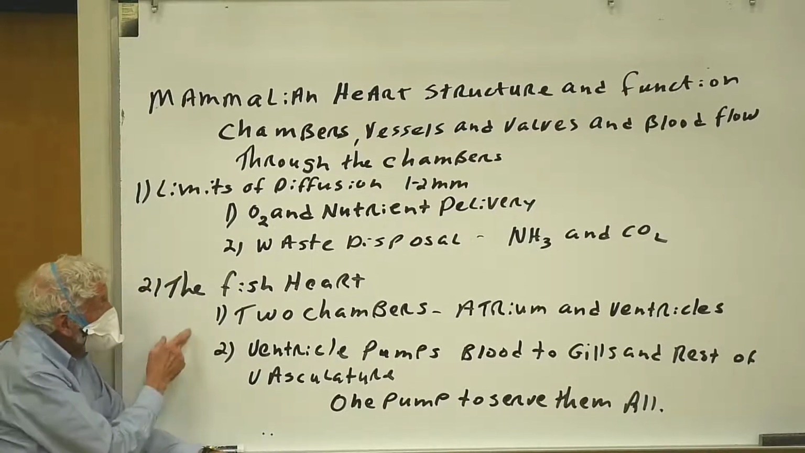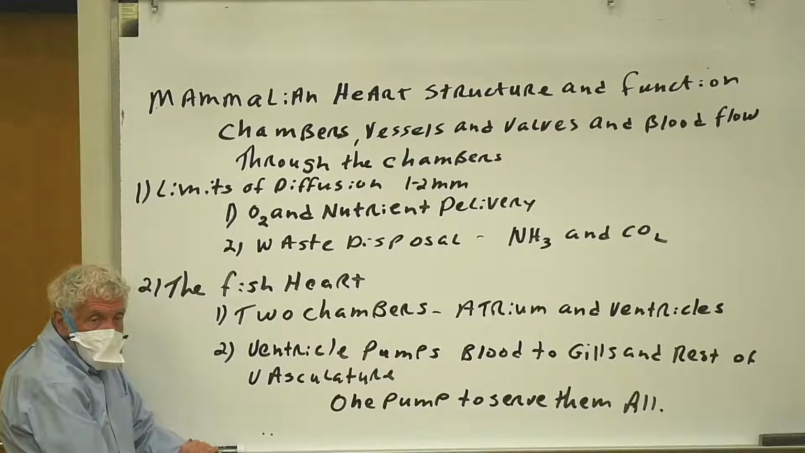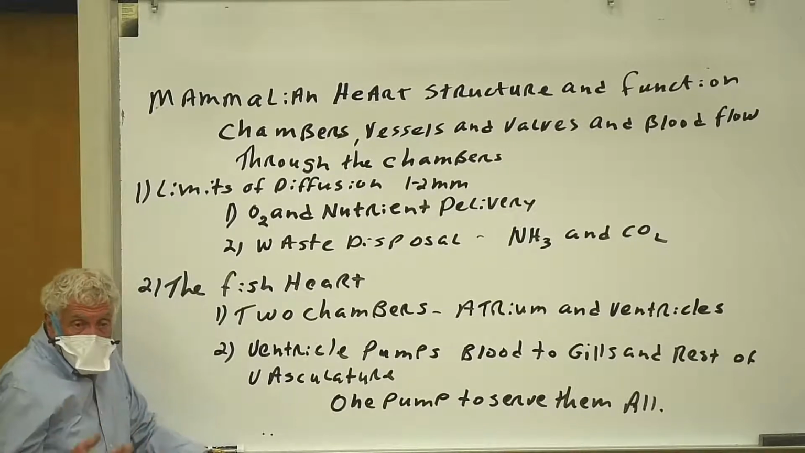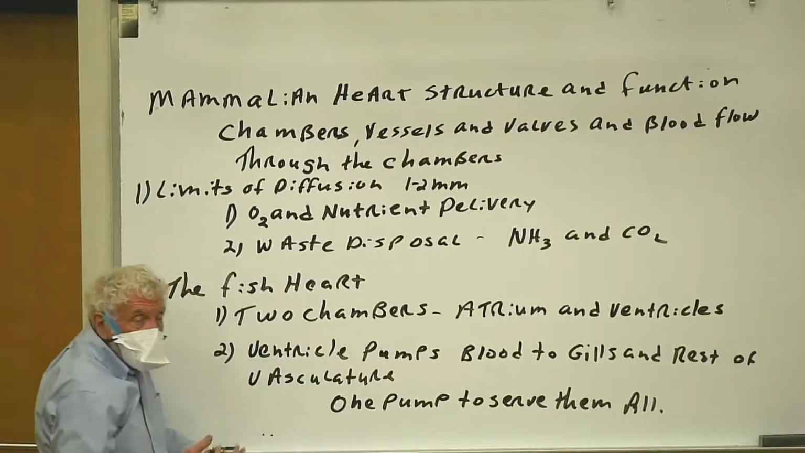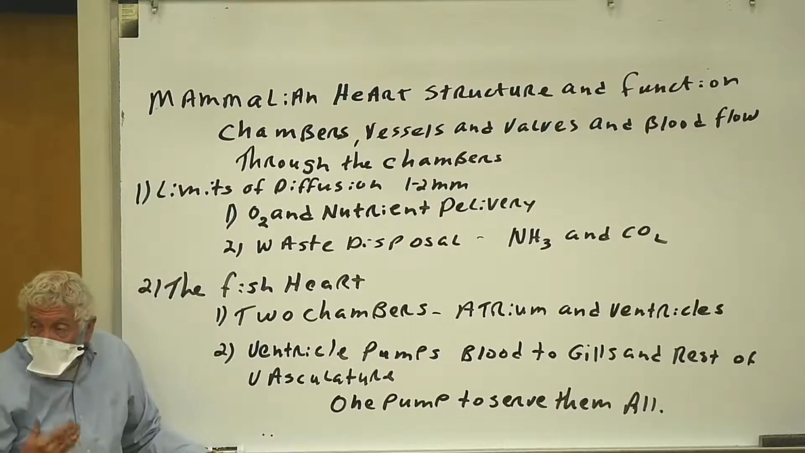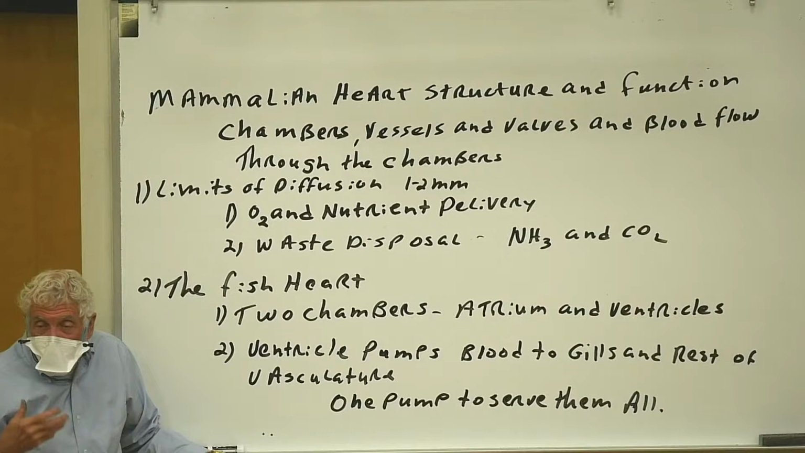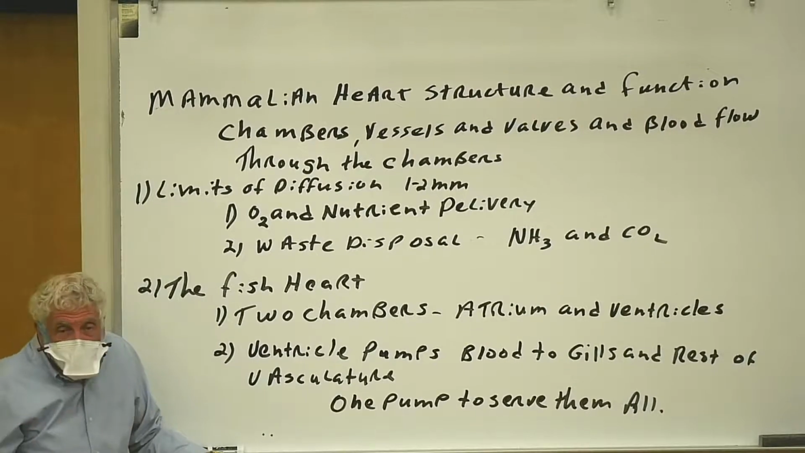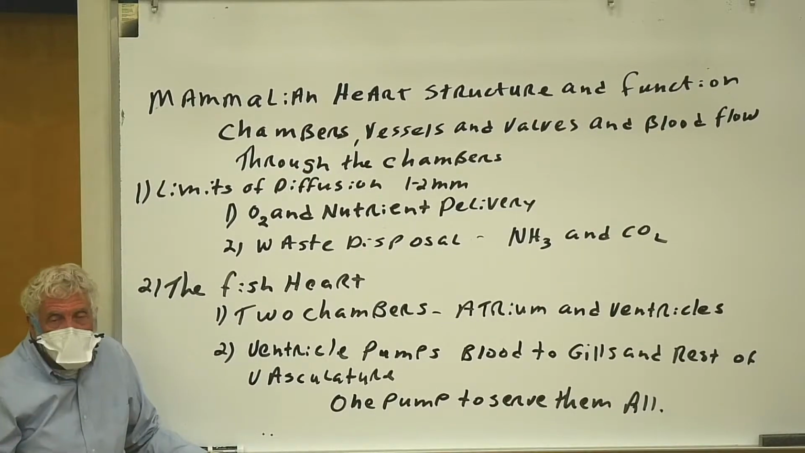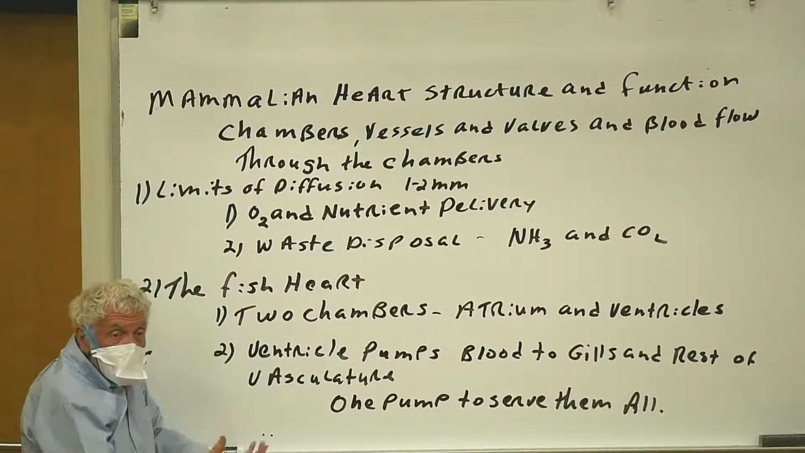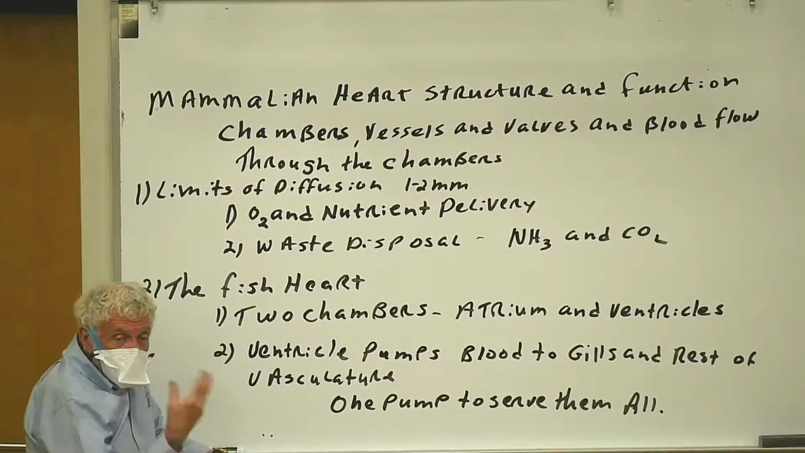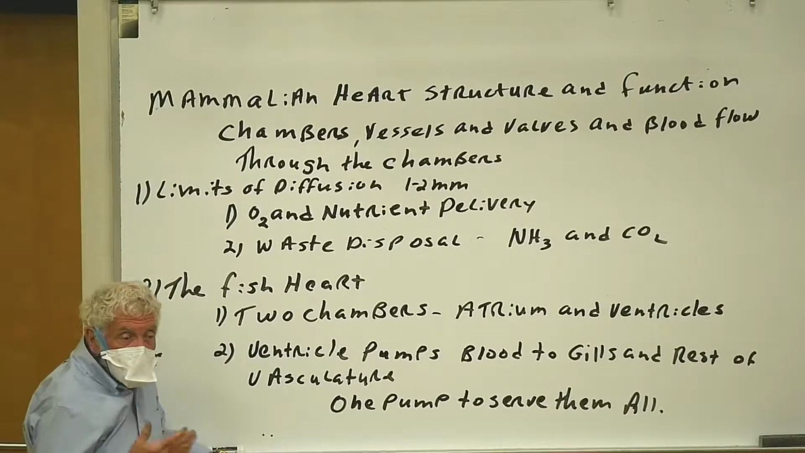In the fish, there's a two-chambered heart. It has an atrium that receives deoxygenated blood, and then a ventricle that pumps that deoxygenated blood to the oxygenating organ, the gills. We've all watched a goldfish in a tank and seen the operculum move. As the operculum moves, the fish is pumping water across its gills, and its gills are the oxygenating organs.